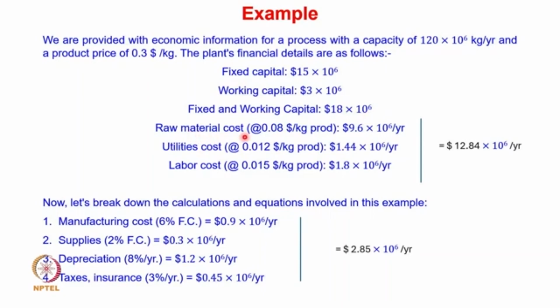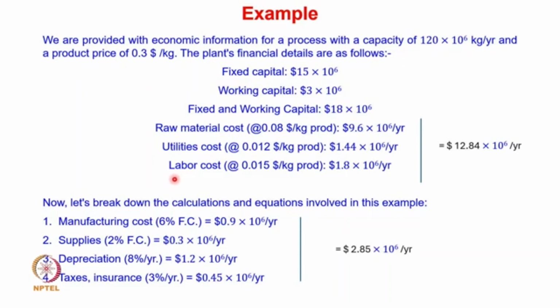Then if you look at the raw material cost, it is around, let's say, 0.08 dollars per kg of the product. So we can calculate: the capacity of the plant is 120 x 10^6, which we multiply by 0.08, and we get 9.6 x 10^6 dollars per year. Again, the utilities cost here is 0.012 dollars per kg. So this 0.012 dollars per kg of production we multiply by the total production, which is again 120 x 10^6. What we get is 1.44 x 10^6 dollars per year.